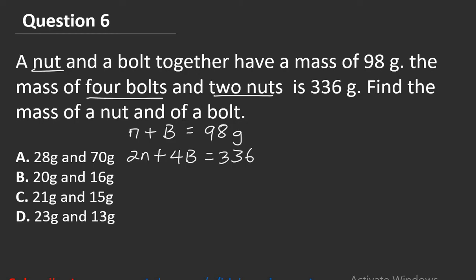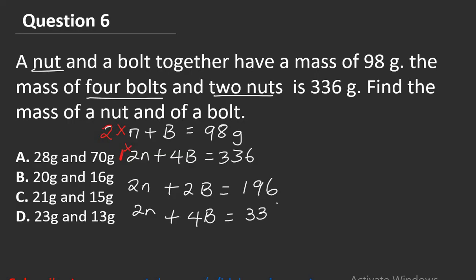We can eliminate n if we choose to. So I'll multiply equation 1 by 2 and equation 2 by 1. The reason is that I want the coefficient of n to be the same. 2 times n will give me 2n. 2 times b will give me 2b. 2 times 98 will give me 196. 1 times 2n, 2n. 1 times 4b is 4b. 1 times 336 gives me 336.